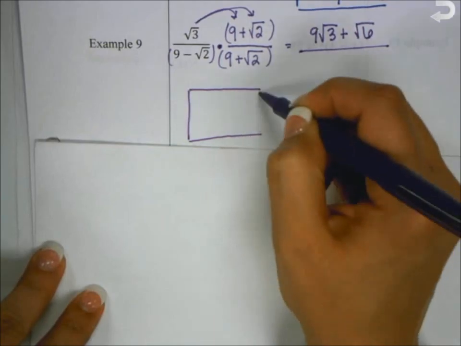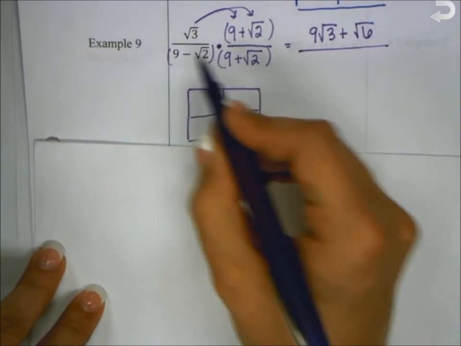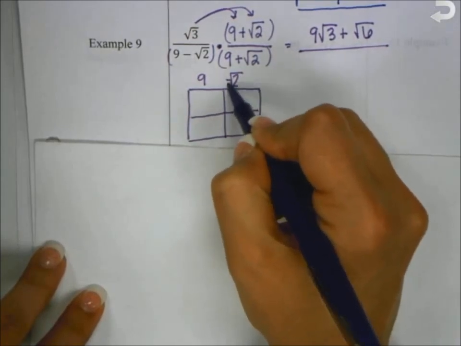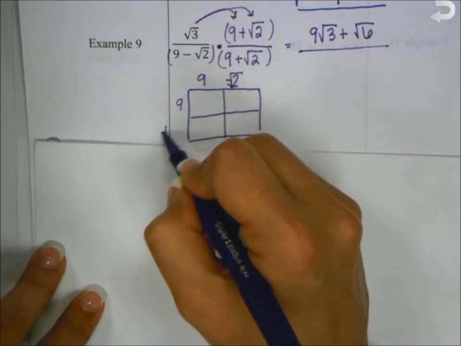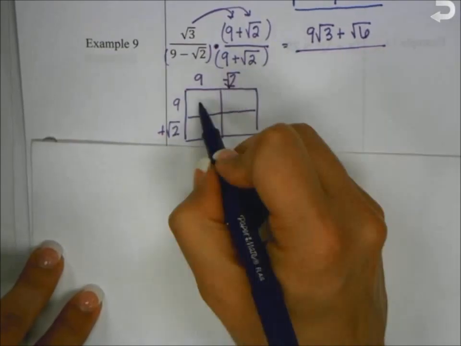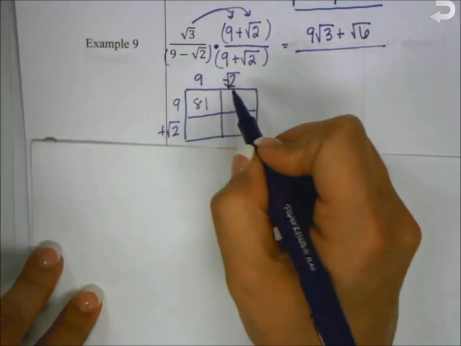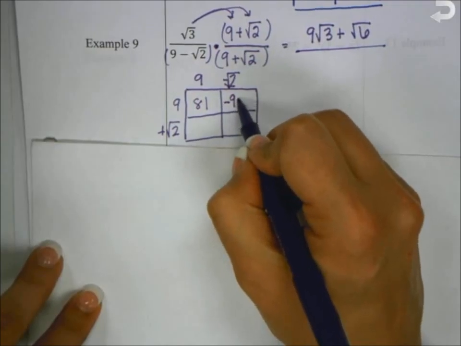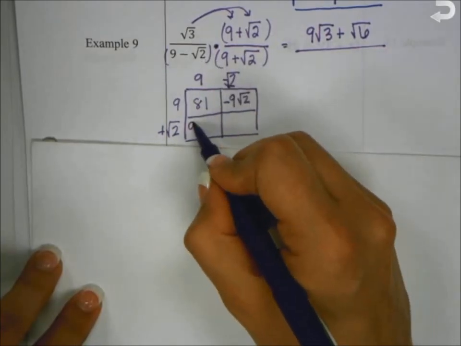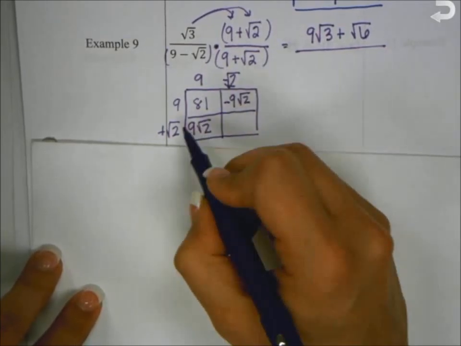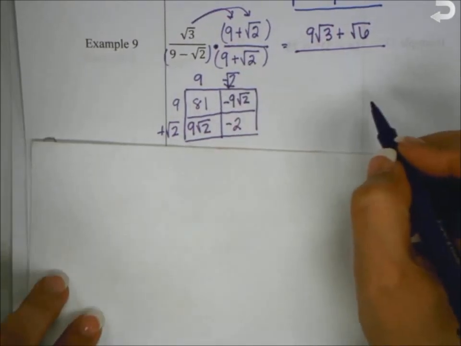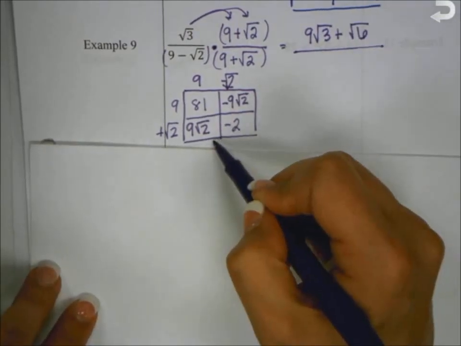9 minus square root 2 and 9 plus square root 2. Okay, 9 times 9 gives me 81. 9 times negative square root 2? Negative 9 square root 2. Positive square root 2 times 9. Positive 9 root 2. And square root of 2 times negative square root 2, negative 2. So these square roots just act like terms, you guys. So these two are considered, I guess, what we could call like terms.